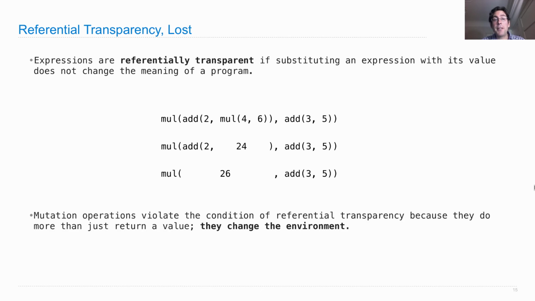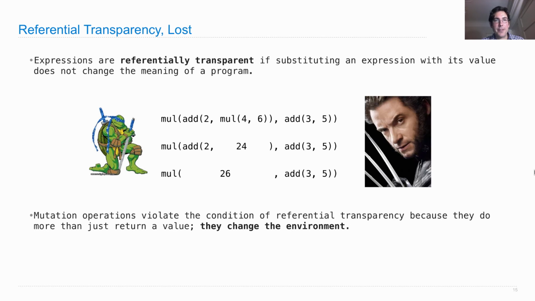But mutation operations violate the conditions of referential transparency because they do more than just return the value. They change the environment. So if add changed the environment, then it wouldn't be the same thing to say add 2 24 or just 26. So mutation does not allow referential transparency.